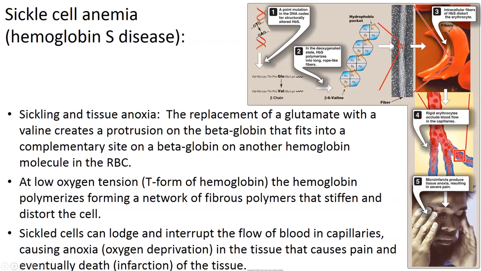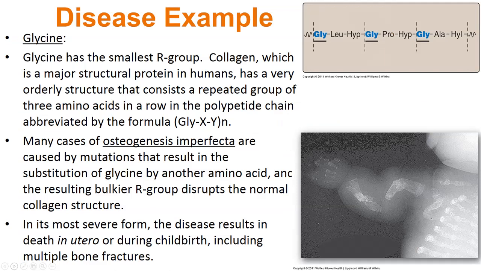I think when you talk about sickle cell later on this week, you'll get more into those T and the R forms, and then you can talk about why low oxygen precipitates a sickle cell event, a sickle cell crisis. The next disease we're going to talk about, we actually introduced in the last lecture, which was osteogenesis imperfecta.